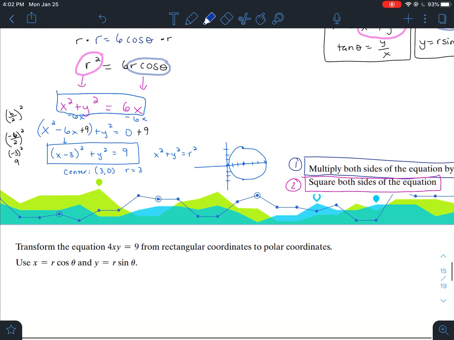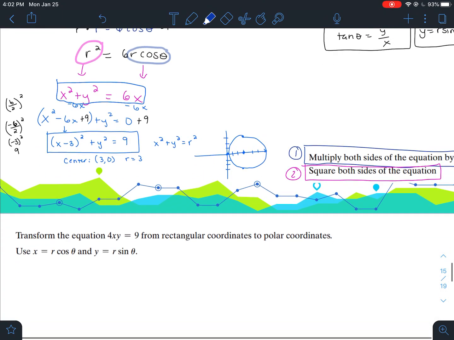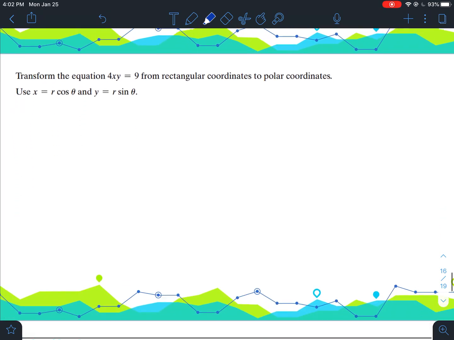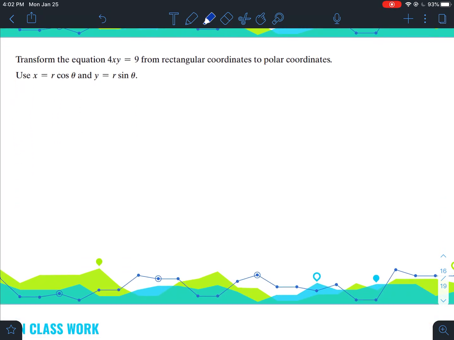All right, what if we want to go from rectangular to polar? So we have 4xy equals 9. If you want to go from rectangular to polar, remember we have r squared equals x squared plus y squared, tangent theta equals y over x, and then x equals r cosine theta and y equals r sine theta. So those are the equations that we can use.